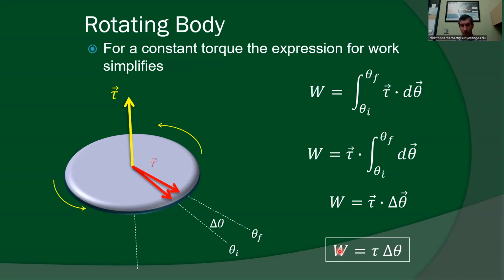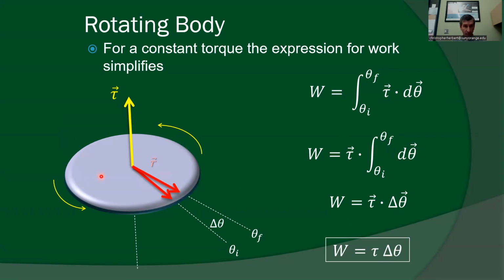If we had a constant force, work is equal to force times distance. For a constant torque, our work is equal to the torque times the angular displacement. So for instance, let's say I have a torque of 10 Newton meters, and I rotate the disk a distance of 2 pi, okay? One full rotation. Then I would have 20 pi joules of work done to rotate that disk.